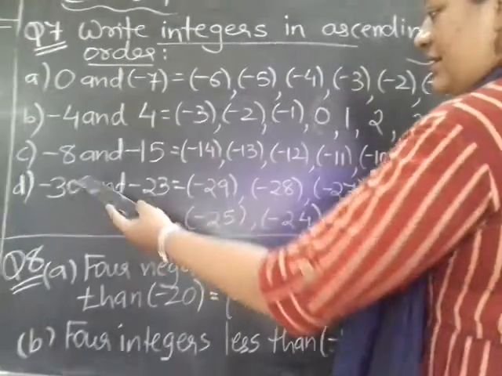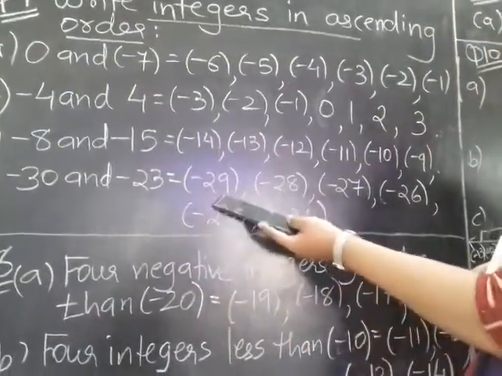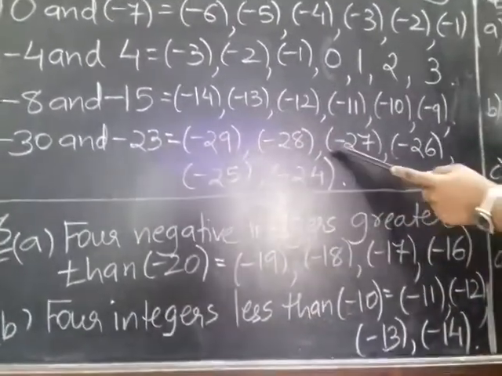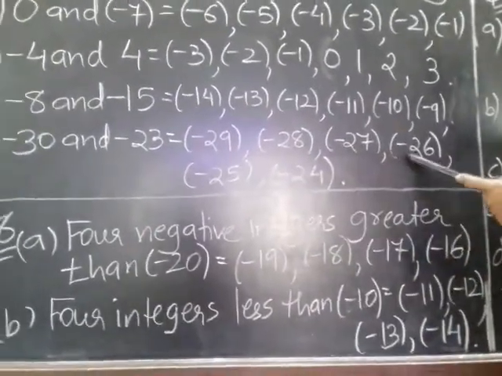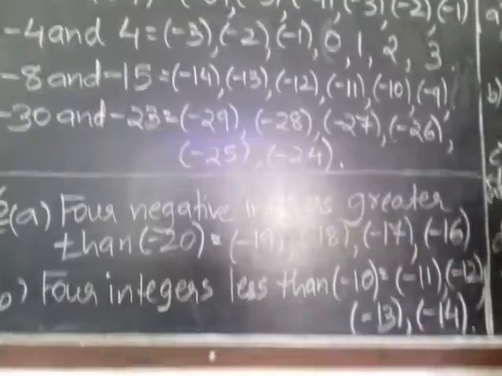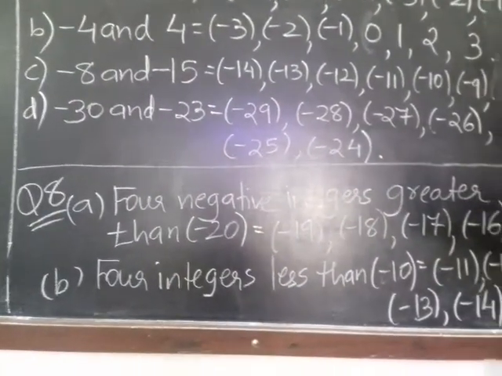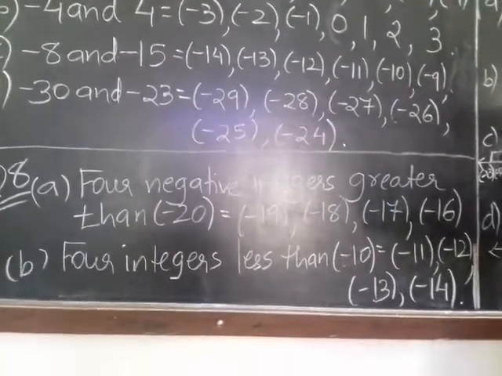Then we have minus 30 and minus 23. So it will begin from minus 30. So minus 29, minus 28, minus 27, minus 26, minus 25 and minus 24, as we have to write in between the given pairs.